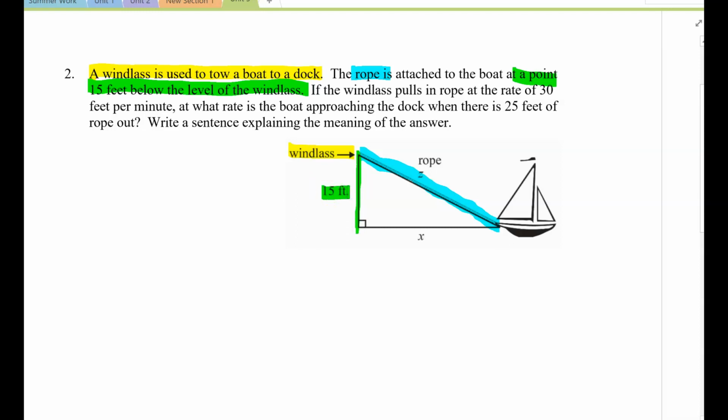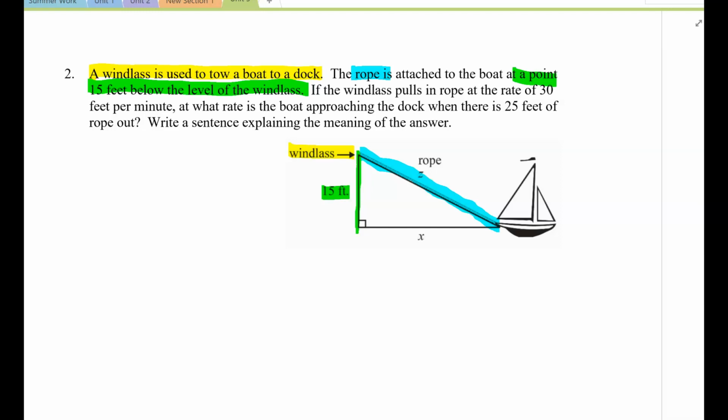It says if the windlass pulls the rope at a rate of 30 feet per minute, at what rate is the boat approaching the dock when there is 25 feet of rope out? Write a sentence explaining the meaning of the answer. Okay, so they give us some information here, and we want to go ahead and organize it.